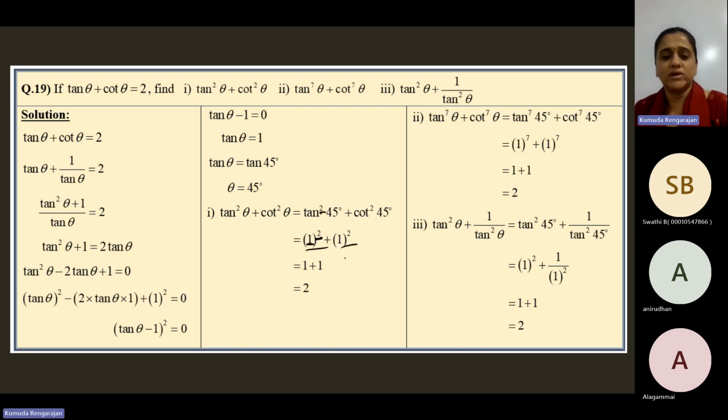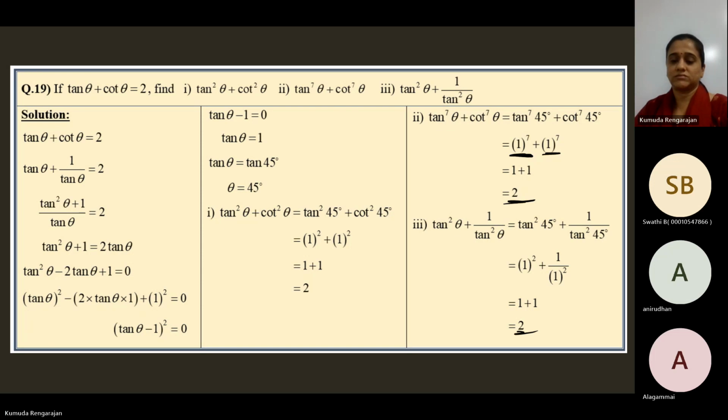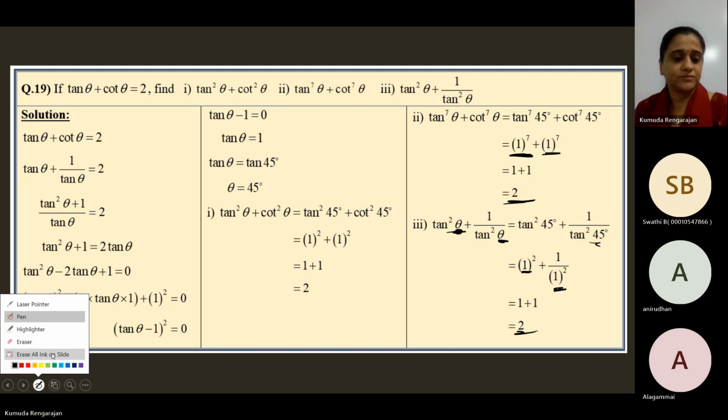So everywhere it will be 1 plus 1, 2. Everywhere the answer will be 2, because 1 raised to any power is 1 only. So here, though it is power 7, 1 to the power 7 is still 1 only. So 1 plus 1, 2. So here also 1 plus 1, 2. Put 45 here and 45 here. Tan 45 is 1. 1 by 1, 1, 1 plus 1, 2.